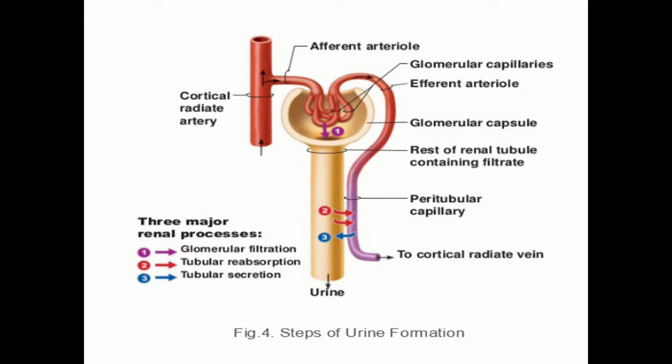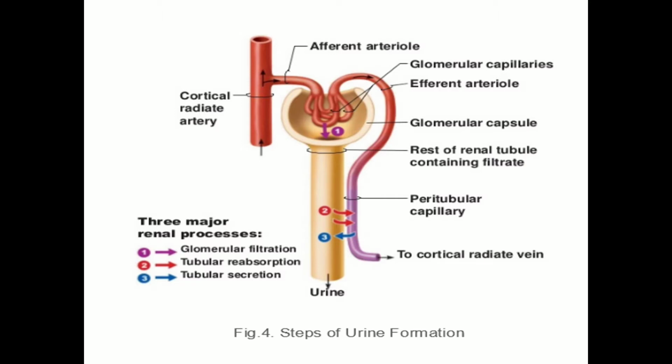Number 1, that is glomerular filtration. Number 2, that is reabsorption. Number 3, that is tubular secretion. So what is glomerular filtration? The filtration of blood takes place in the glomerulus due to capillary blood pressure, is called glomerular filtration.